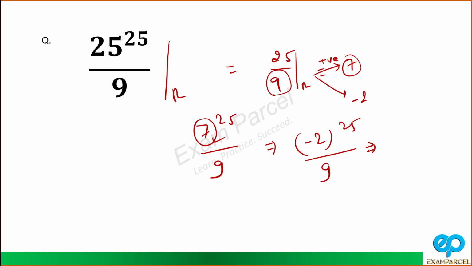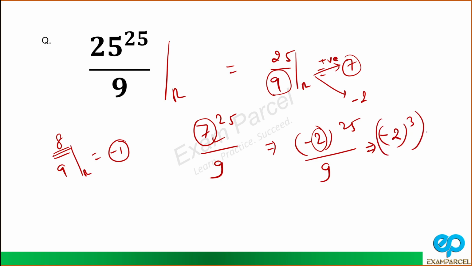So 2 raised to the power 3, that is 8, right? 2 raised to the power 3 is 8 and that will be, so let's say 8 by 9. If I take the remainder, this gives me minus 1, right? So can I convert this to 8? We can convert this, right? So what we will do is (-2)^3 raised to the power 8 times, into minus 2, don't forget, by 9.